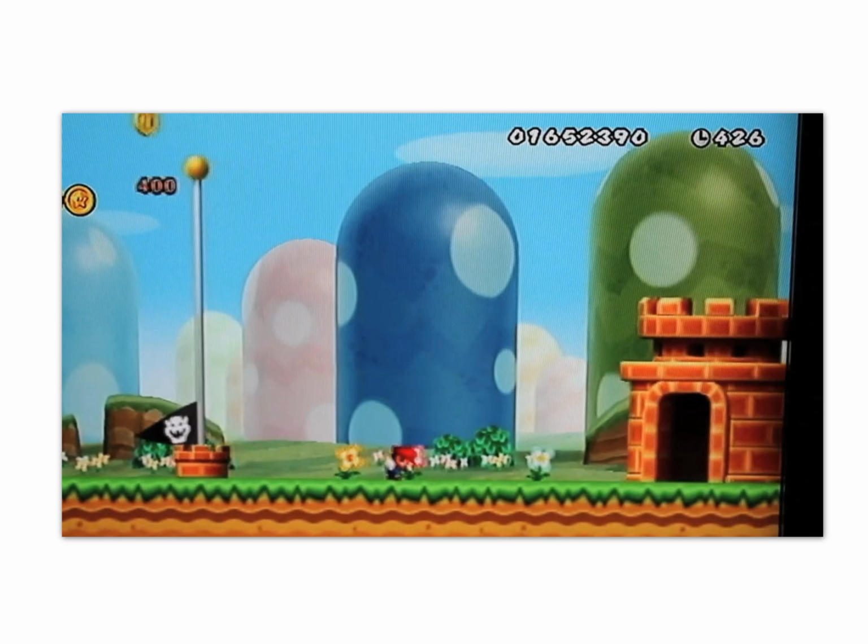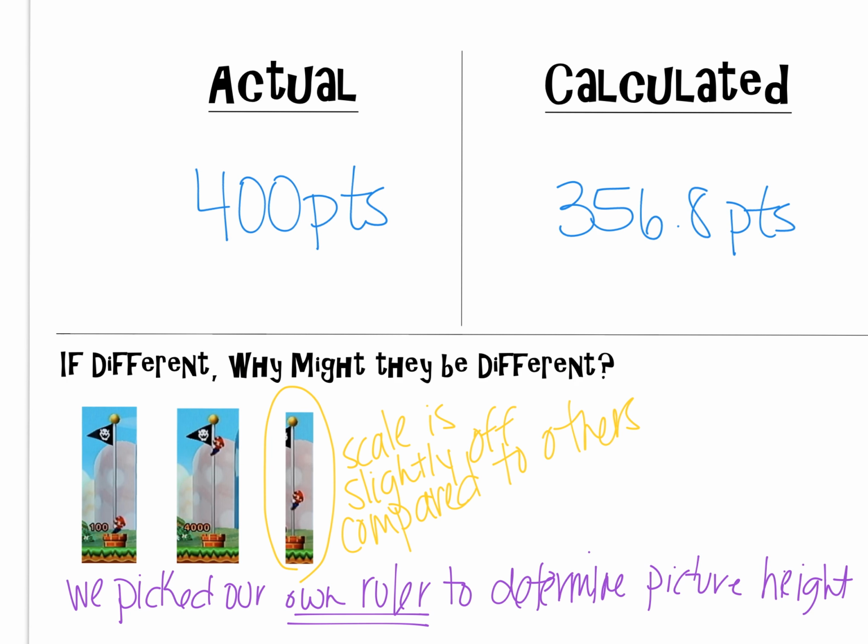So if you notice, the actual program gives Mario landing at that height, giving him 400 points. So the next thing that I go into is another slide that I created, so that we talk about what the actual video shows and what the mathematics calculated. Remember that 400 was what the video showed, but Desmos got us 356.8 points where our model landed. Then I want to make sure that we go into, if the answers are different, why might they be different?